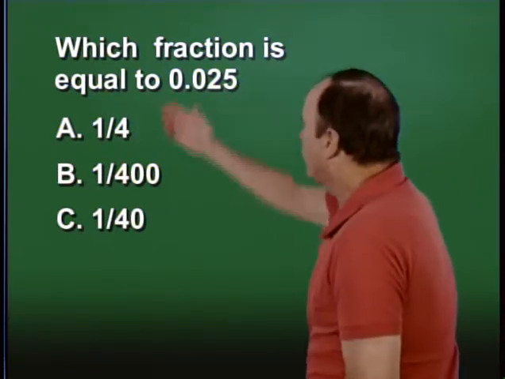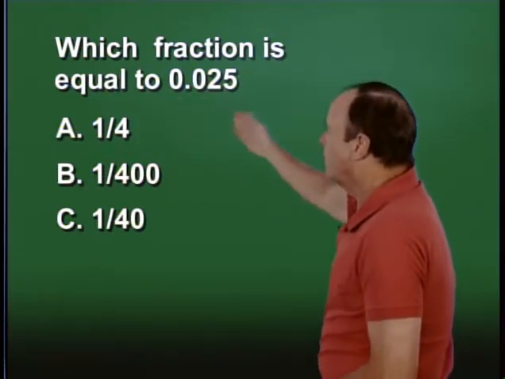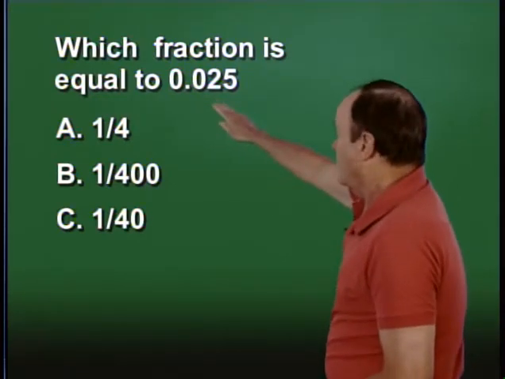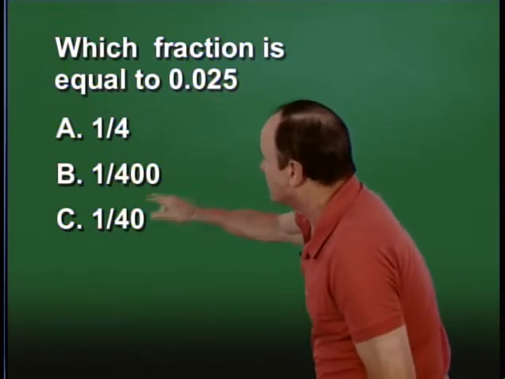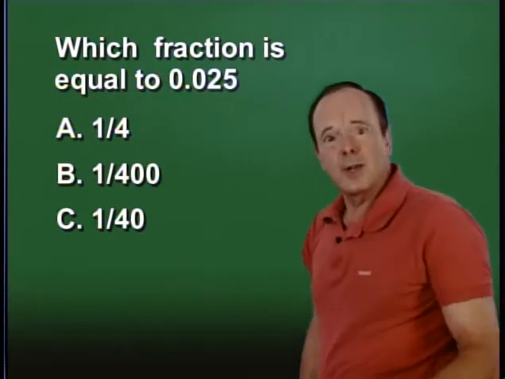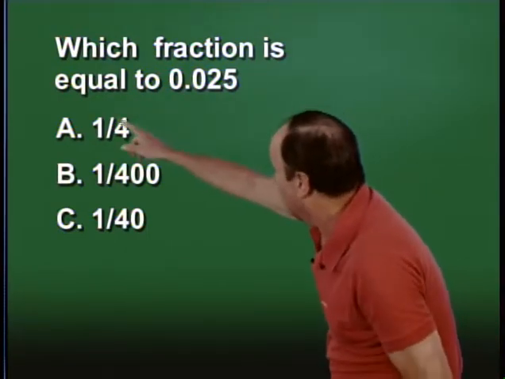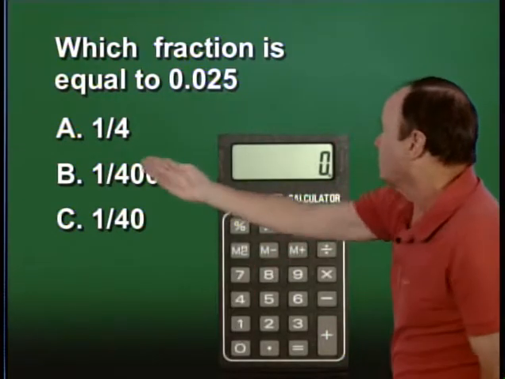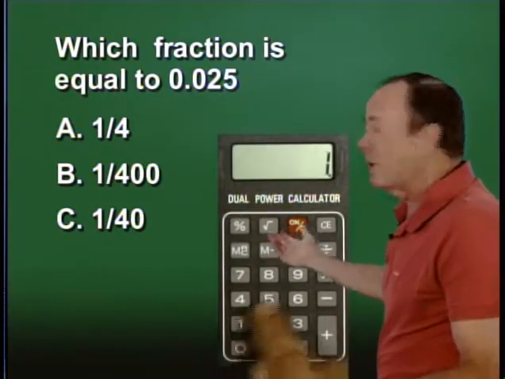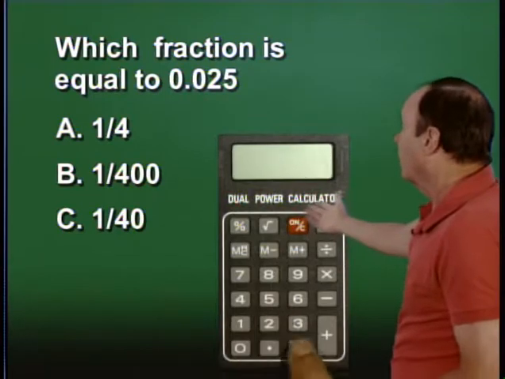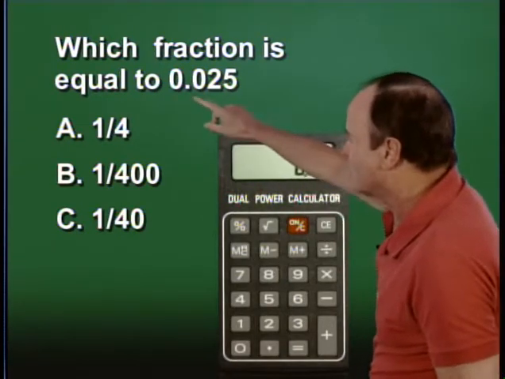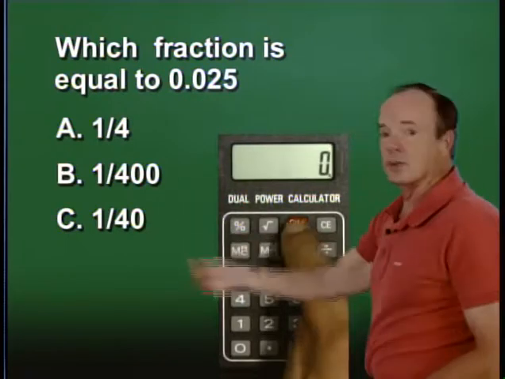Here they say which fraction is equal to 0.025. So what they've done in this case is they've given you a decimal and they ask you which of these fractions is equal to that decimal. Well, it's pretty easy. You can use your calculator and just do exactly what it says to do. For instance, let's take a look at A here. It says 1 divided by 4. That's what that fraction tells you. So you use your calculator and do 1 divided by 4 and you get 0.25. Well, it's close, but it's no cigar. So let's do what B tells us to do.